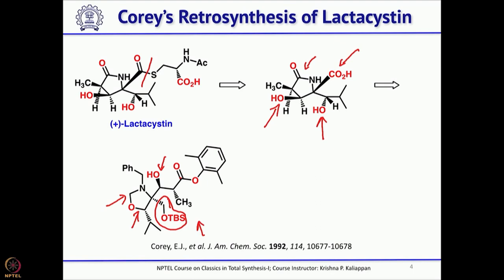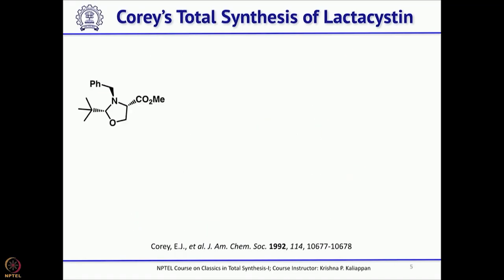Now let us see how he made this precursor. He made it from here: you just have to generate an anion and then quench with an electrophile. To make this, you can start from another commercially available amino acid called serine. So this is serine. From serine, one can make this in two steps, so that was a commercially available starting material also.